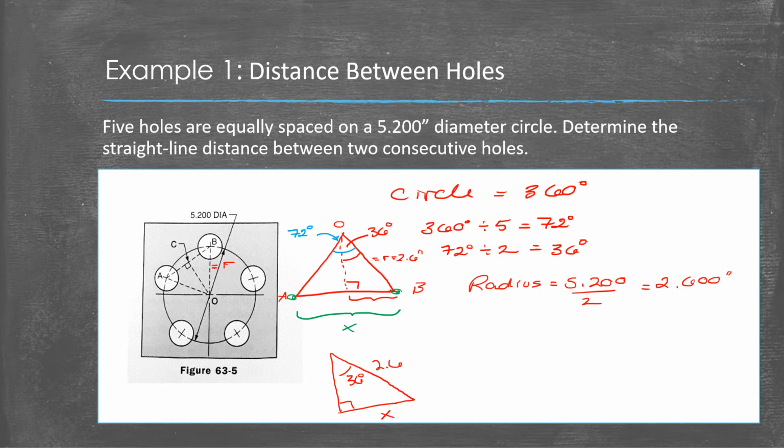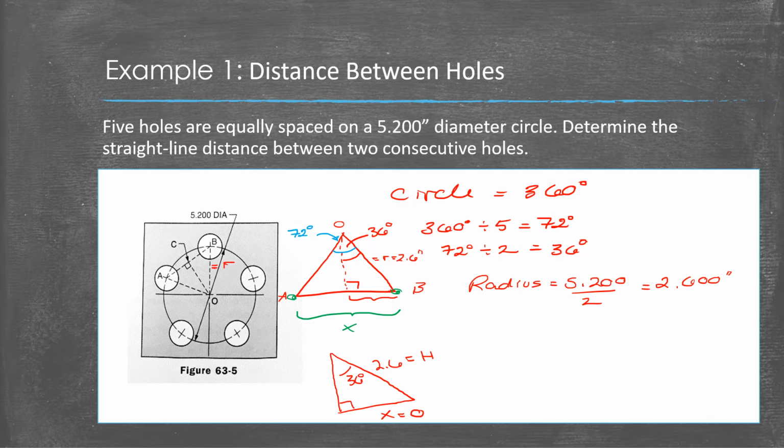So we've just gone from a circle to one triangle, and we take that triangle, divide it in two, and now we're just looking at half the triangle. I've done that just to help us label our sides. We're going to label our sides using the names opposite, adjacent, and hypotenuse. The 2.6 is opposite the right angle, so this is my hypotenuse. Opposite 36 degrees is my x, so that's the opposite side.